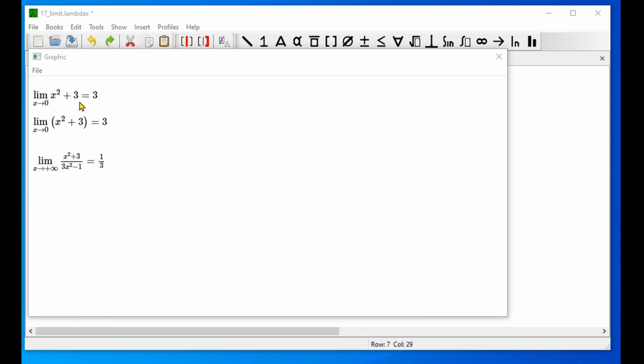Generally, this function, as you see below, x to the second plus 3, is written in parentheses, to avoid ambiguity. For example, in the writing above, it could be the limit only of the function x to the second, and then the plus 3 could be a later operation. Generally, however, there is no such ambiguity, and sometimes the parenthesis is avoided.